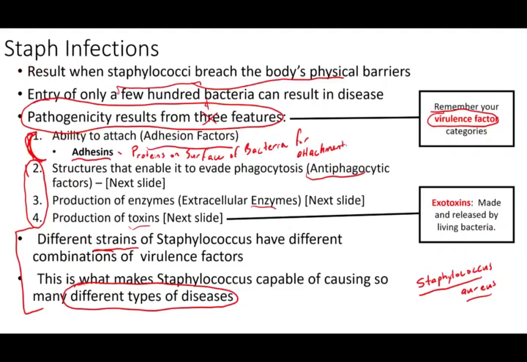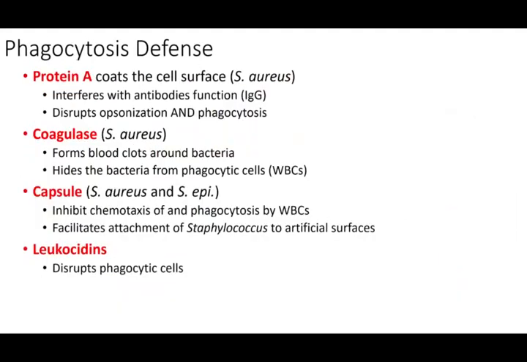So we're going to start with anti-phagocytic factors, and that's what we have here. There are 4 different anti-phagocytic factors that can be present in different strains. The first one that's commonly found across most strains of Staph aureus is a protein on the surface called protein A. This is a really important virulence factor in Staph aureus.